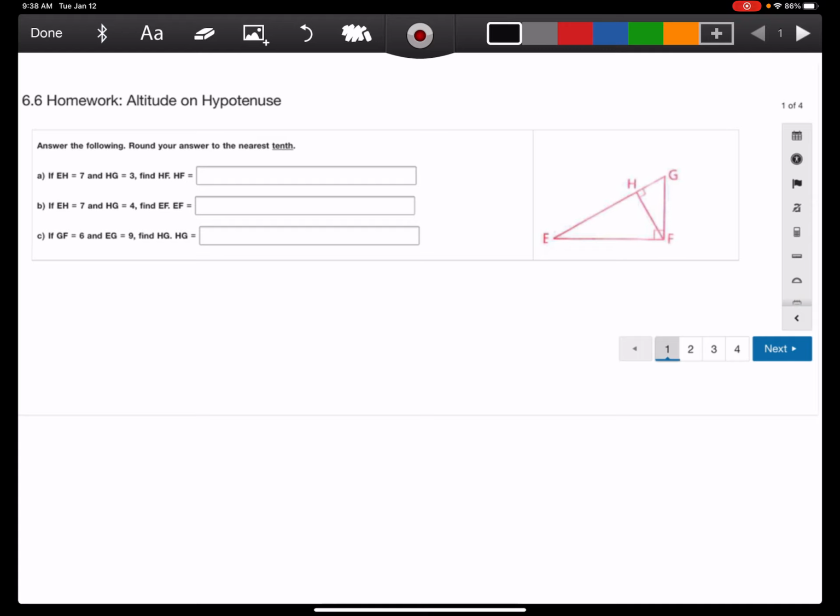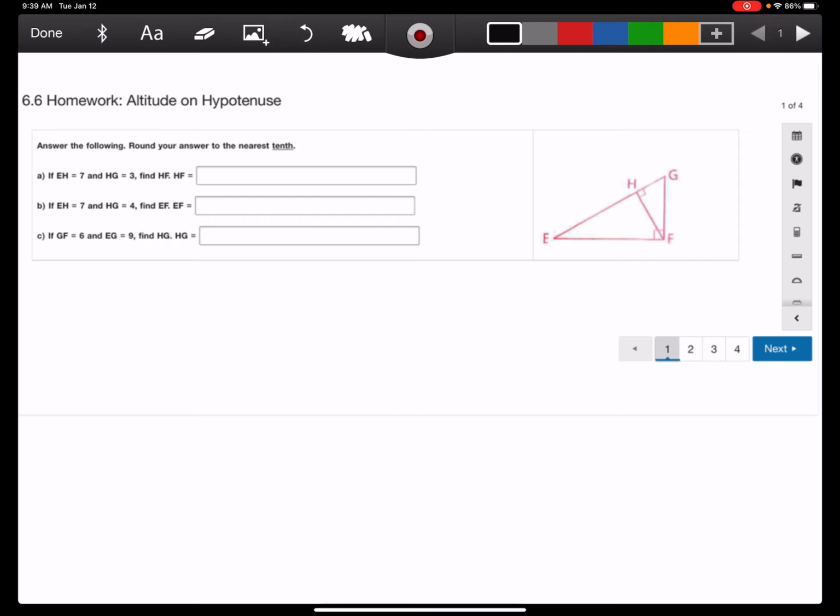Today I'm just going to be going through one of the homework questions for 6.6 to try and help you out in understanding the content. Because, again, this is a difficult topic, I want to make sure that you guys get it. Again, this is over altitude on hypotenuse. So each of these questions is going to have an altitude coming to the hypotenuse from the right angle. So this is each of those types of problems.